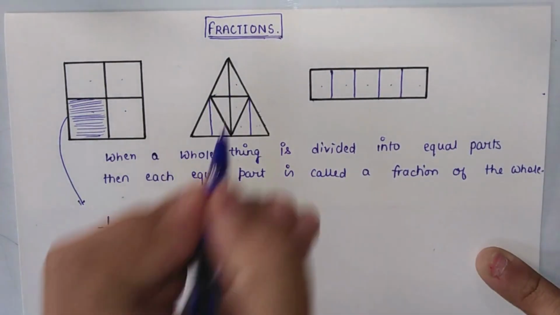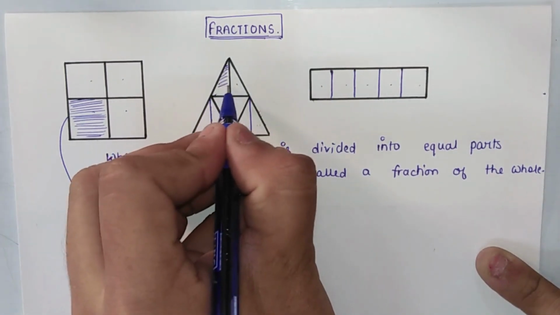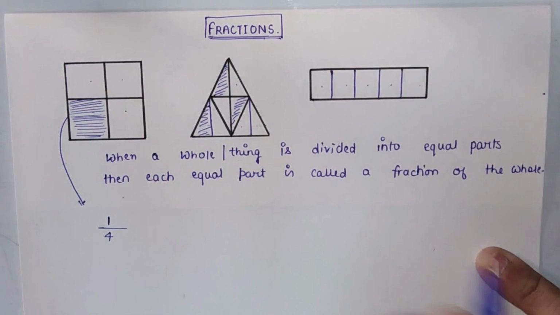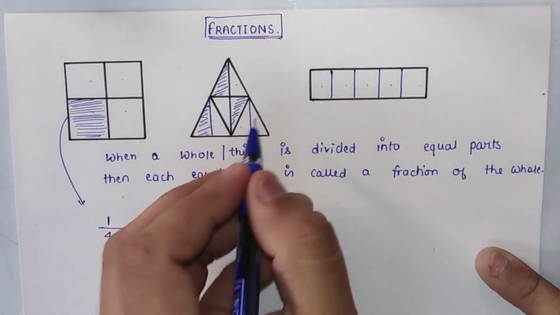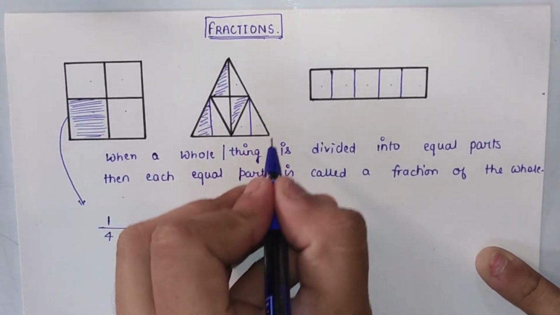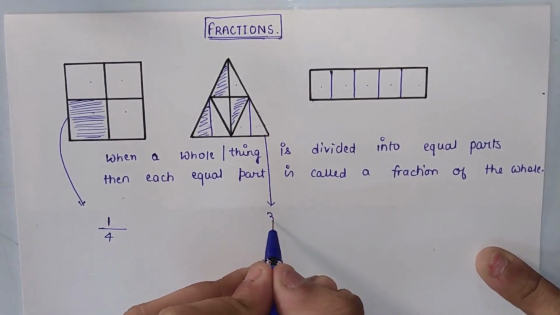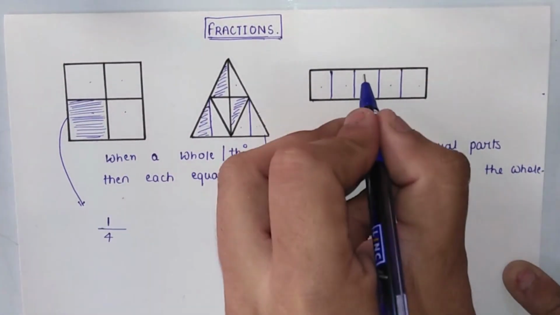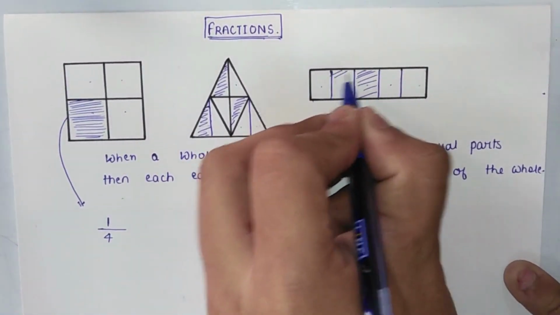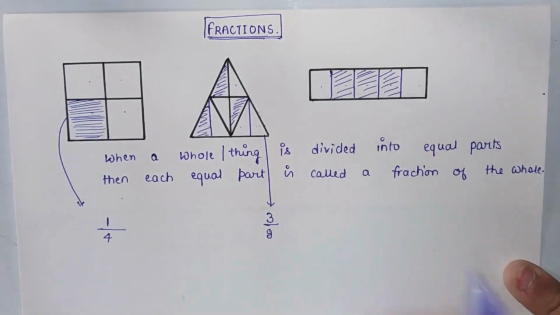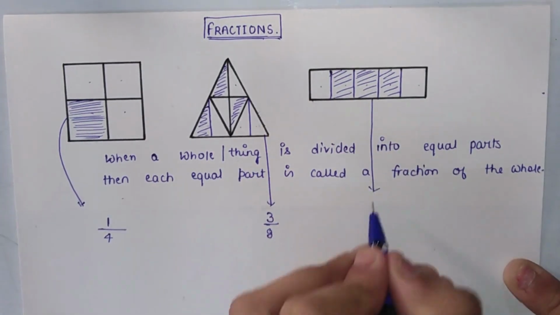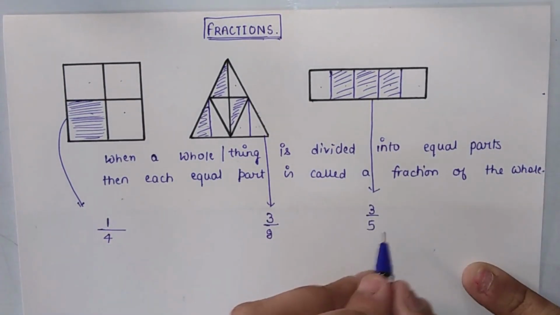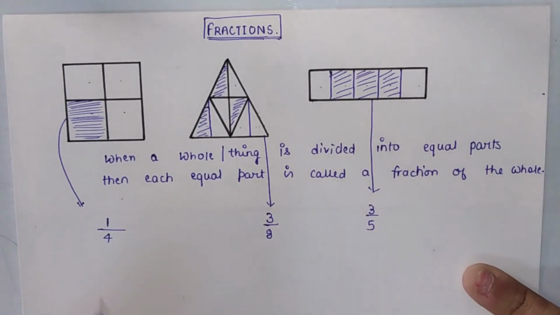Similarly, if we take for example this triangle, and if I shade some parts of it, let's shade this one and this, I have shaded 3 parts out of 8 equal parts. Similarly, for this rectangle, if I shade like this, this and this, I have shaded 3 equal parts out of 5. So these are all representations of fractions. This is how we represent a fraction.